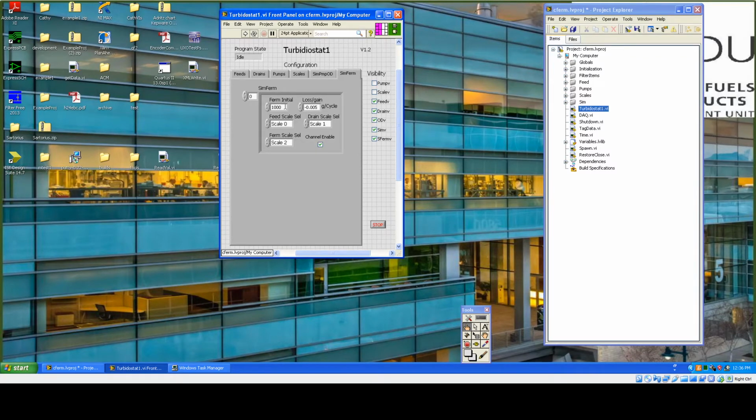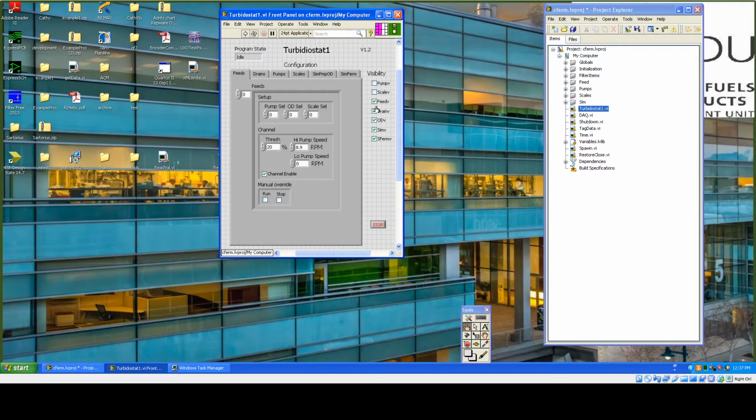The simulated fermenter, the initial weight is going to be 1,000 grams. It needs to know the feed scale, the drain scale, and its fermenter scale. So it looks at the feed scale and the drain scale as inputs, and then writes what the fermenter scale would be based on that. So based on all these things, let's fire it up.